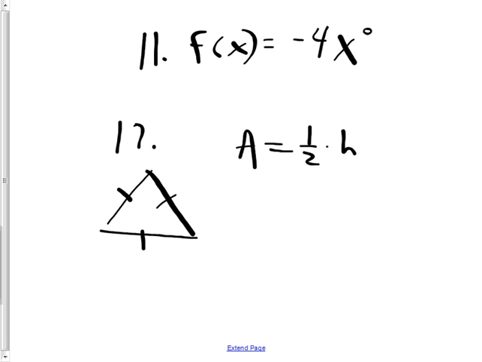1/2 base times height. Okay? Now, would you agree that since I know it's equilateral, I could actually write my height with a b? Maybe you know what I'm talking about. That distance right there, I could say it's some sort of relationship to b, because this side is b, this side is b, and this side is b because they're all the same, right?